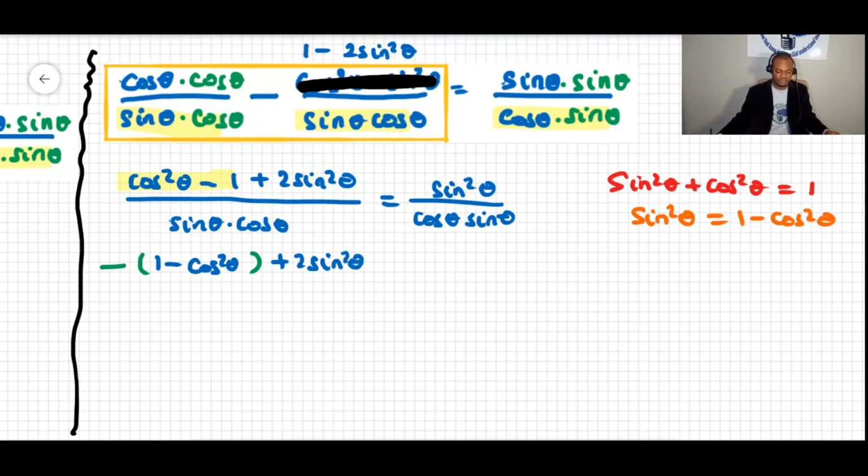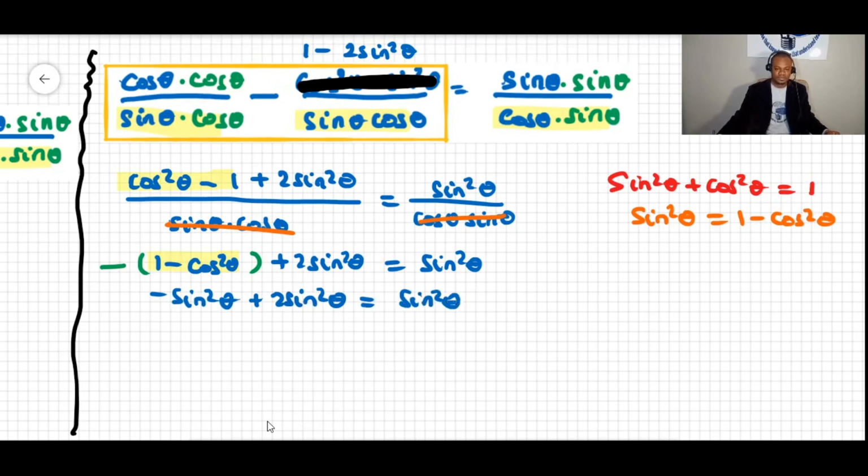And then over here, we can also drop the denominator, okay? So this is equal to sin squared theta. Now, all this is just sin squared theta. So we have negative sin squared theta plus 2 sin squared theta, which just makes 1 sin squared theta. And this is equal to sin squared theta. So again, the identity is proven.